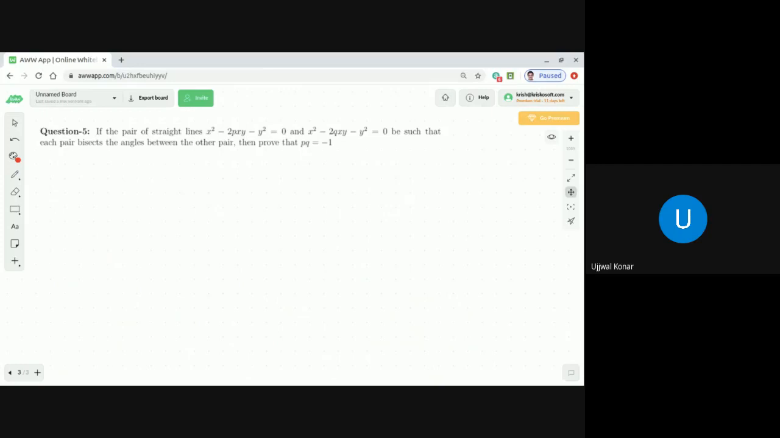Here the question is, if the pair of straight lines x² − 2pxy − y² = 0 and x² − 2qxy − y² = 0 be such that each pair bisects the angle between the other pair, then prove that pq is equal to −1. Let us give a visual representation of this problem. So let me first draw the diagram.